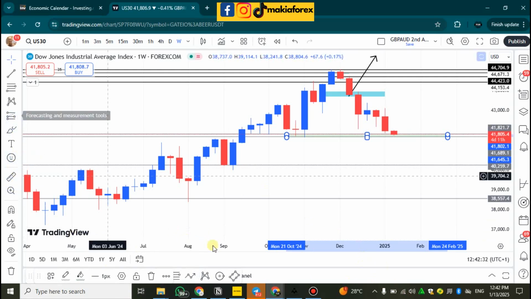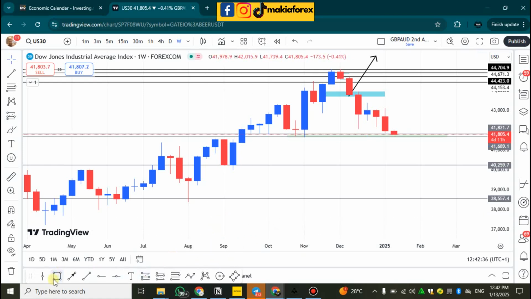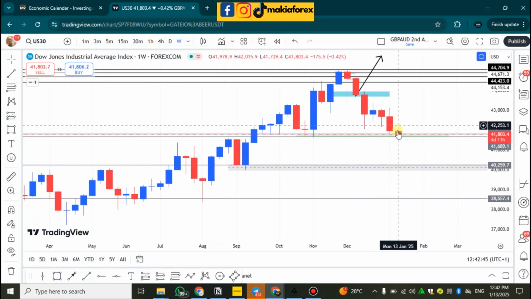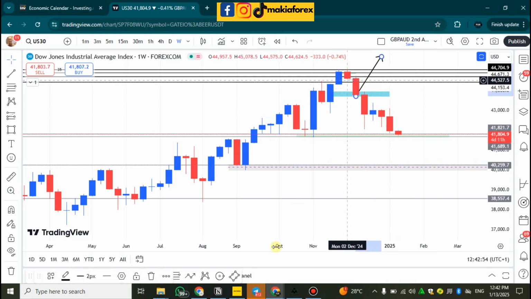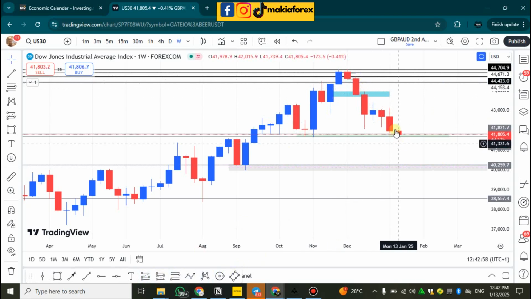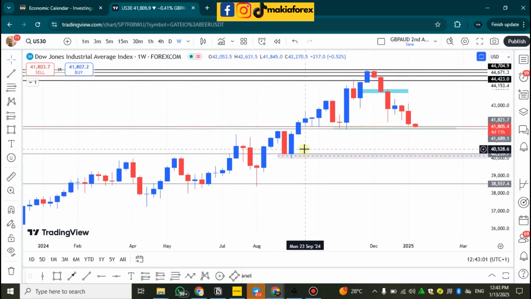So let me just draw it right here to make it easy for everyone. So what happens if price breaks past this zone? I'll look for a sell on US30, hoping that price will drop to this particular zone before it may reverse to the upside, because US30 is currently on a downtrend, and when the market is on a downtrend, we don't really know when it's going to reverse to the upside, except if we see a clear reversal pattern.